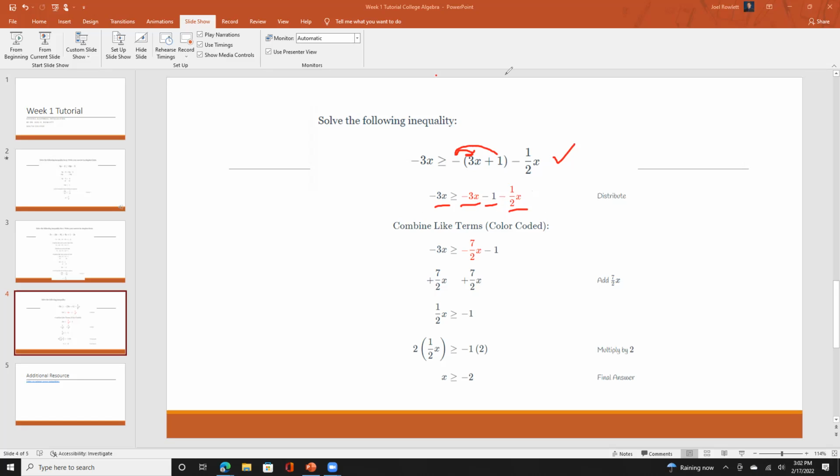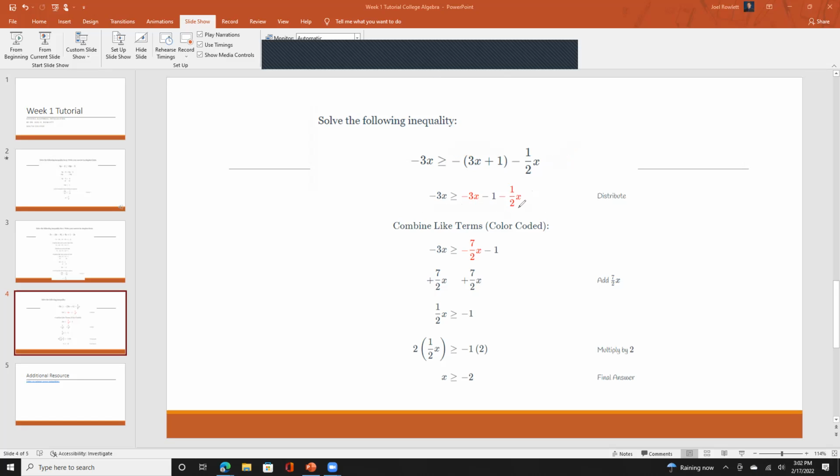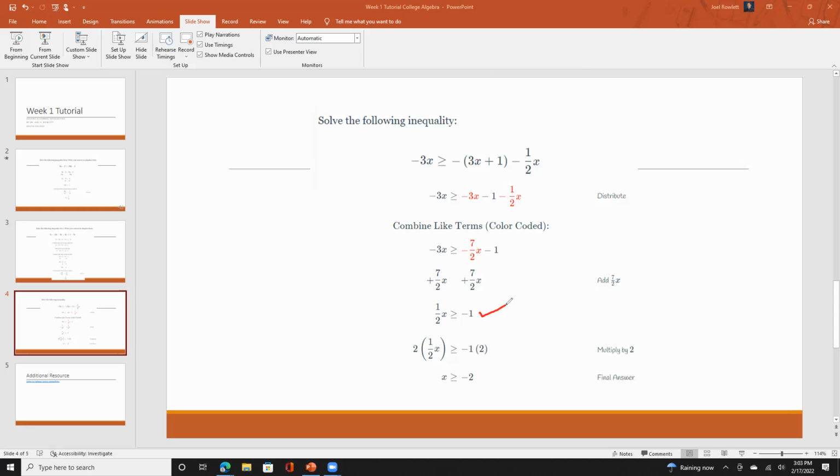If you look on the right side, they found that negative 3x minus 1/2 x is negative 7/2 x. Then they brought down the negative 1, and then they added 7/2 x to both sides. Once they did that, that left them with 1/2 x is greater than or equal to negative 1.